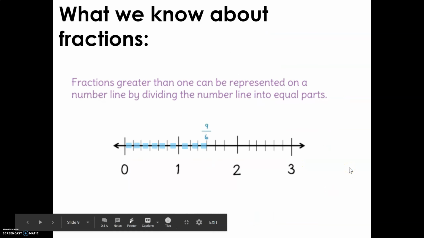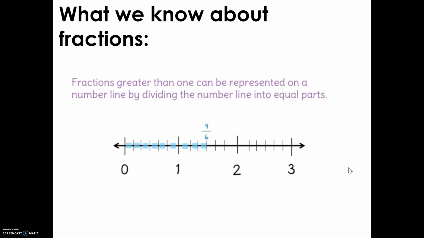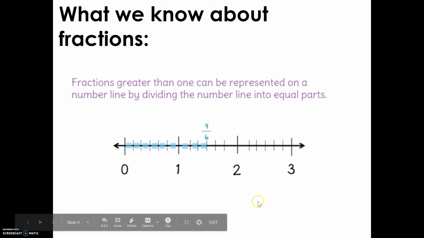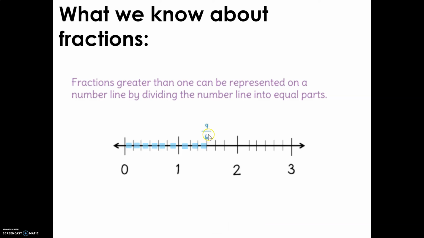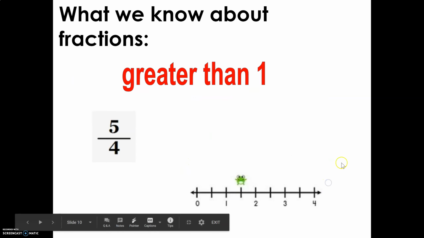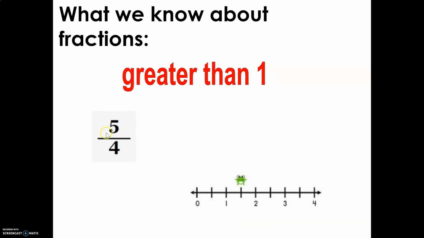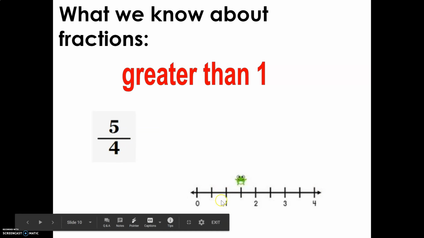We also learned that fractions greater than 1 can be represented on a number line by dividing the number line into equal parts. So we learned that if the numerator is larger than the denominator, that fraction is going to go beyond 1 on the number line because it is bigger than 1 whole. Again, to know if a fraction is greater than 1, the numerator is larger than the denominator. And on the number line, it would be beyond the 1.